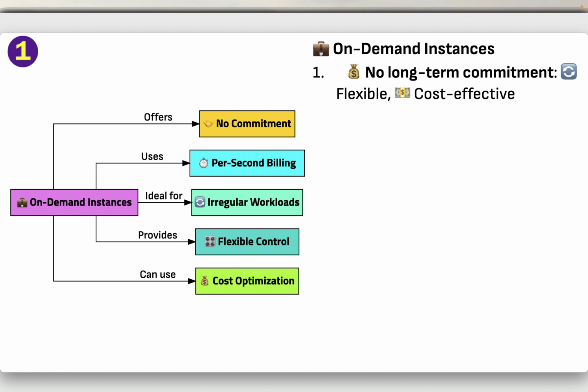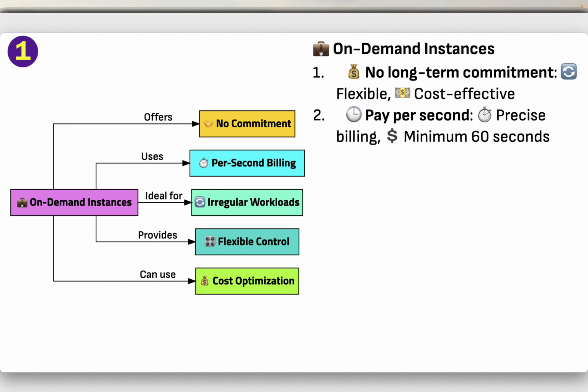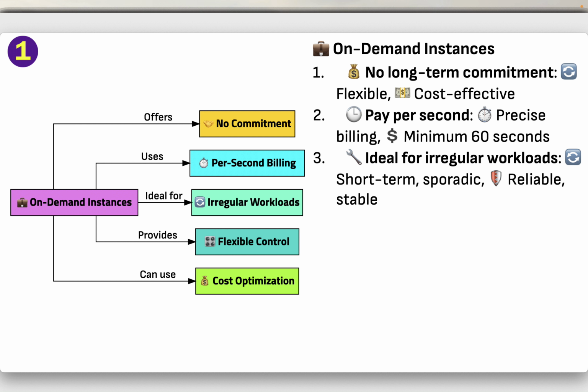So I will be covering all the purchasing options. There are total 6. So this is first one, on-demand. So users can enjoy the flexibility of on-demand instances without the need to commit long-term, providing cost-effective computing capacity for variable workloads. On-demand instances allow payment for the compute capacity by the second with a minimum of 60 seconds, offering a precise billing model that aligns with actual usage.